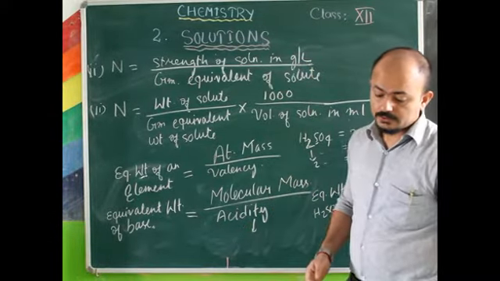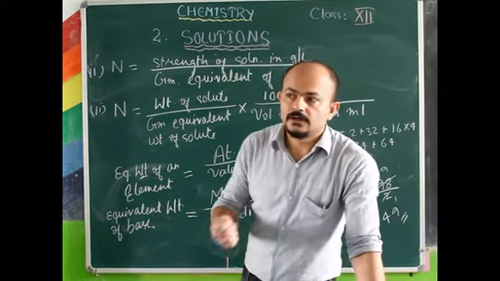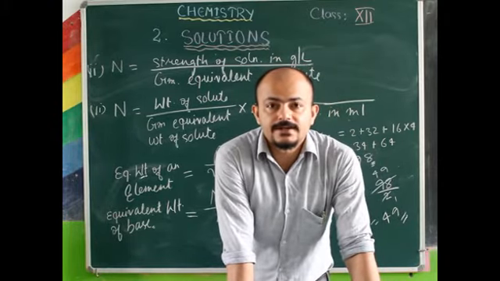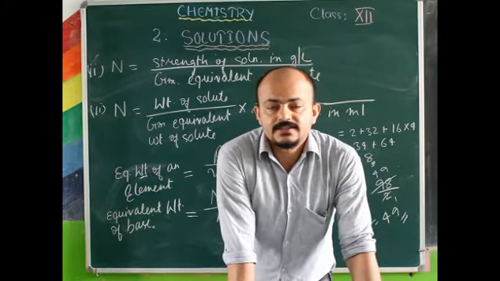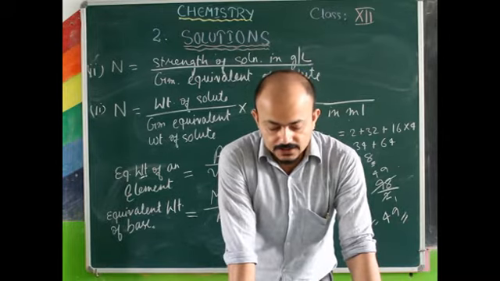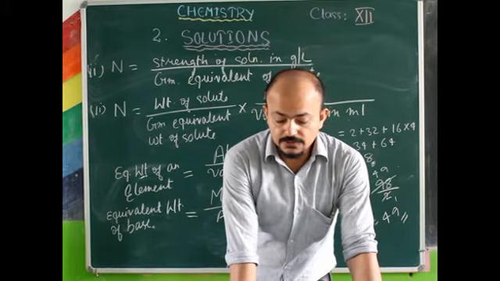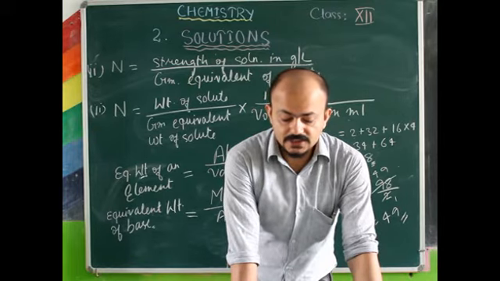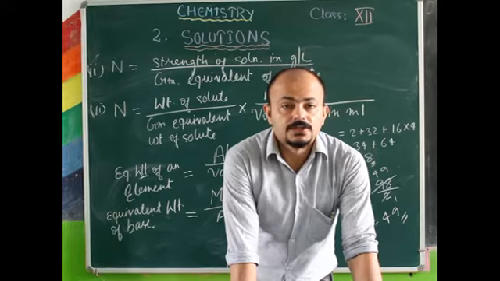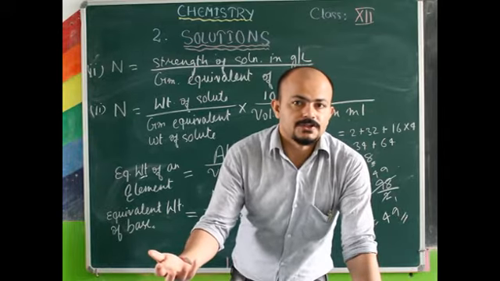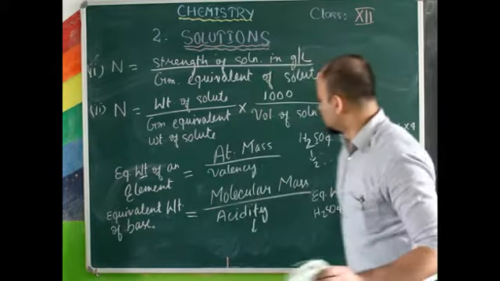Now let's move on to what is a normal solution. Whenever 1 gram equivalent of a particular substance is dissolved per liter of the solution, it is known as a 1 normal solution. So let me read it out: a normal solution of a substance is that solution which contains 1 gram equivalent weight of it per liter of the solution. So whenever you dissolve 1 gram equivalent of any substance in 1 liter of a solution, you are going to get a 1 normal solution.